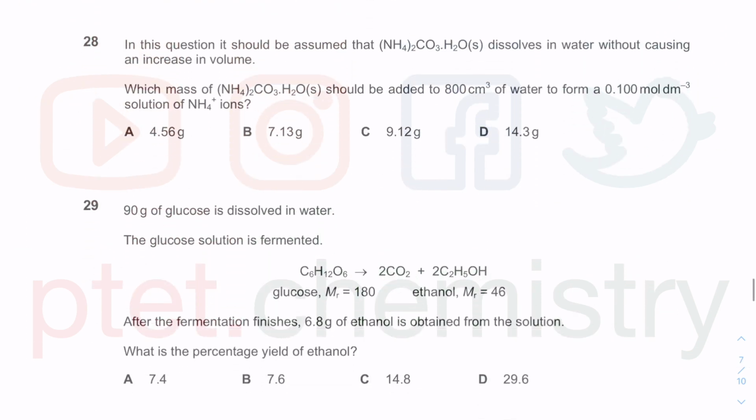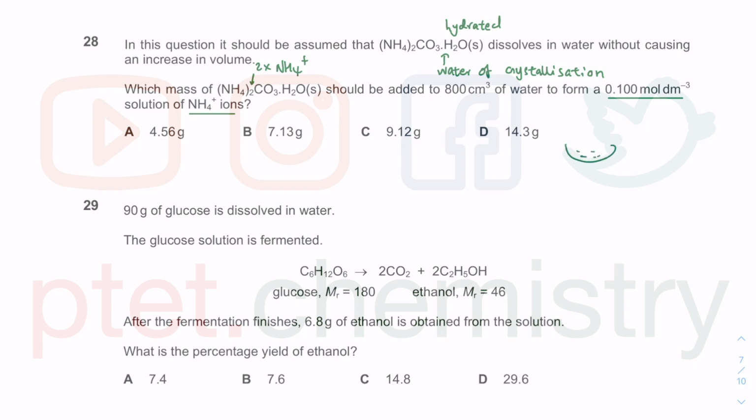Question 28. So we have this hydrated salt because there's this dot there. It's called water of crystallization. We've covered a couple of questions on this. You should have become familiarized with what this means in terms of MR. You just work out the MR of these plus 1 MR of this H2O. What you're trying to do is get the concentration of NH4 plus. Be careful, there's 2 times NH4 plus in the formula unit.